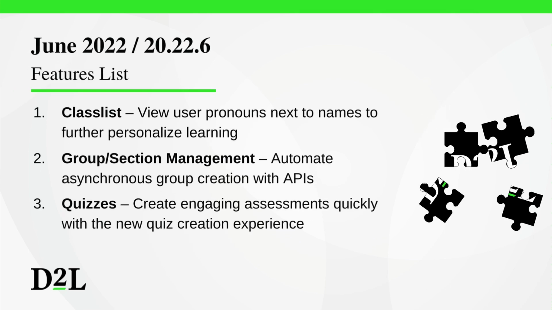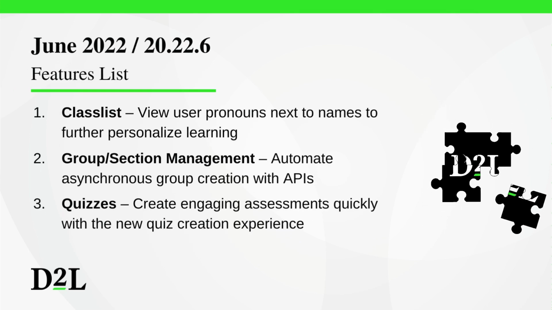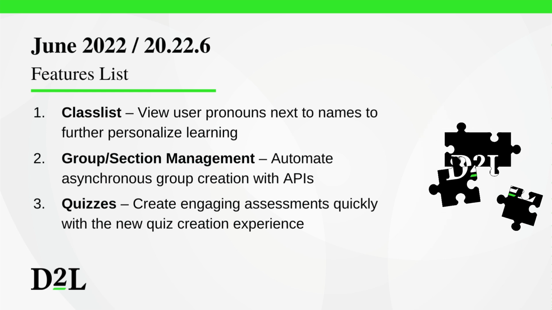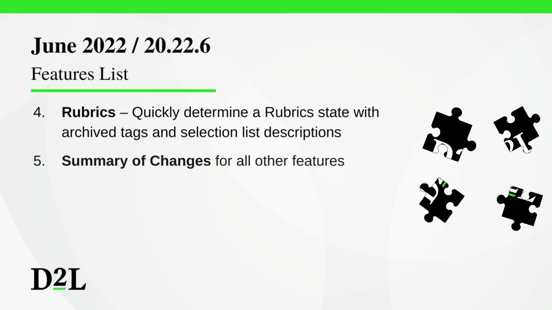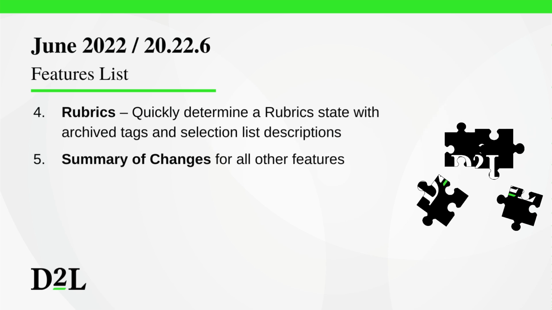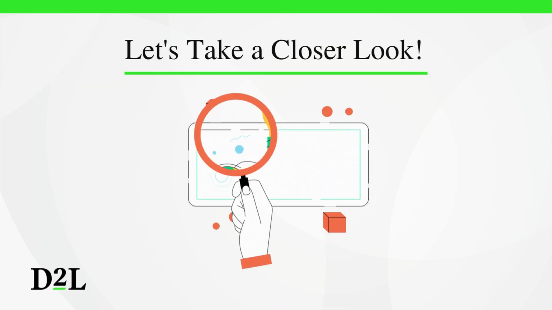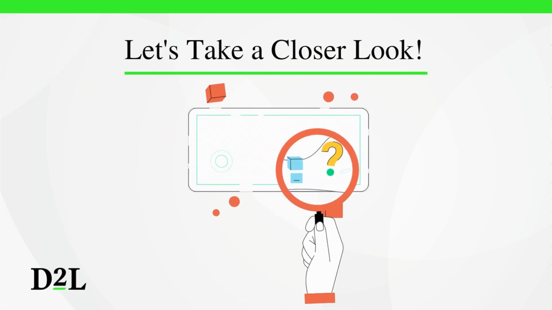This month we're highlighting the following features. View user pronouns next to names to further personalize learning with Classlist. Automate asynchronous group creation with APIs with group and section management. In quizzes, create engaging assessments quickly with a new quiz creation experience. Quickly determine a rubric state with archive tags and selection list descriptions with the Rubrics tool. And finally, a summary of changes made for all the other features. Let's take a closer look at this month's features.